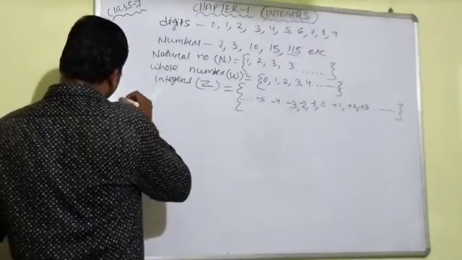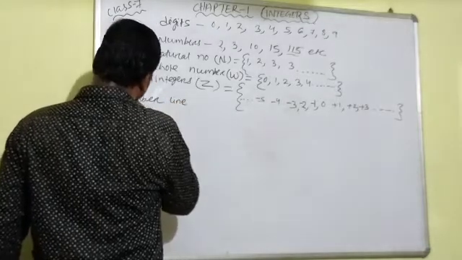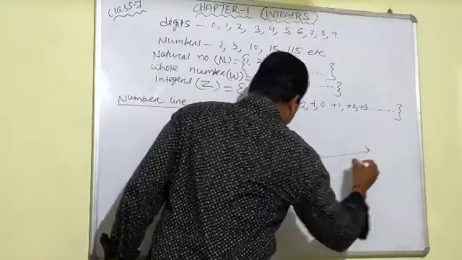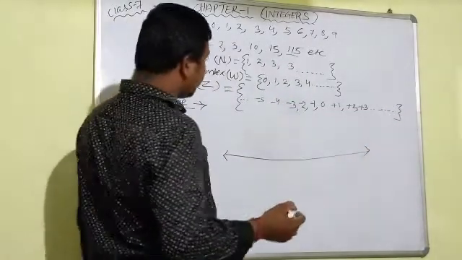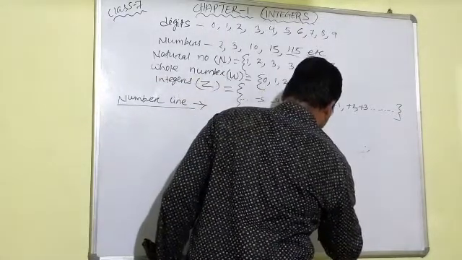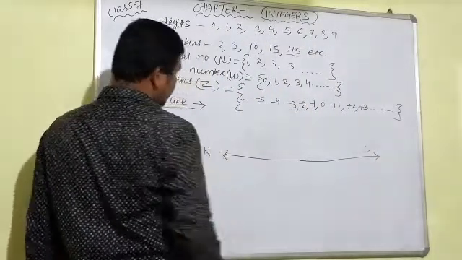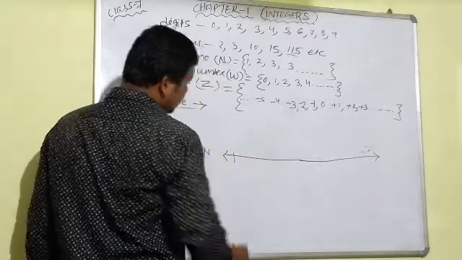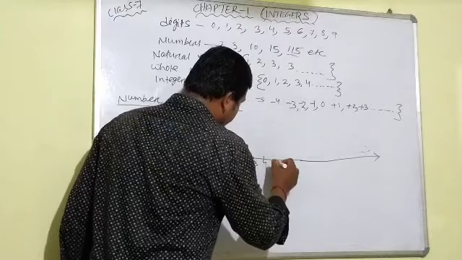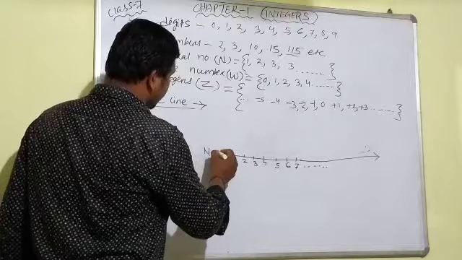Okay, now we are going to learn number line. See, this is a number line which is endlessly drawn in the two directions, and we will represent first the natural numbers on the number line. You know, the lowest one is 1, and next 2, 3, 4, 5, 6, 7, etc. This is for natural numbers.